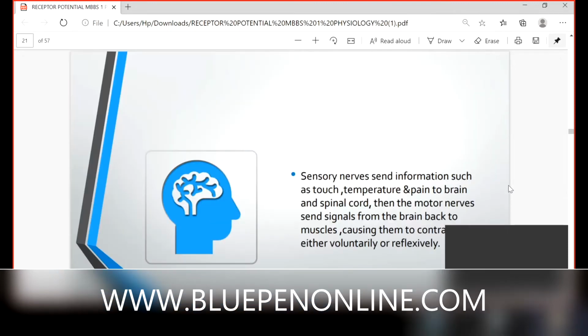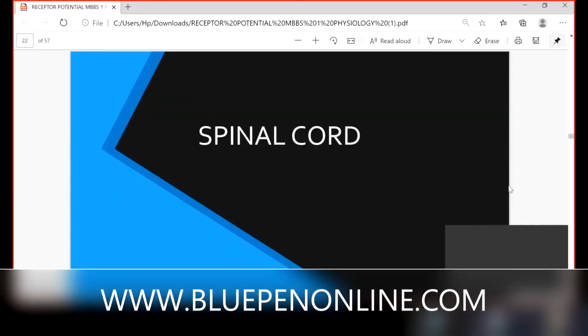The sensory nerves send the information such as touch, temperature and pain to the brain and spinal cord. Then the motor nerves send signals from the brain back to the muscles, causing them to contract either voluntarily or reflexively. Reflex means, if it is a pain or if it is hot, then it will be a reflex action, like removing of the hand.